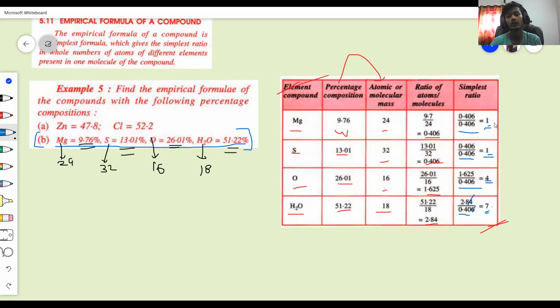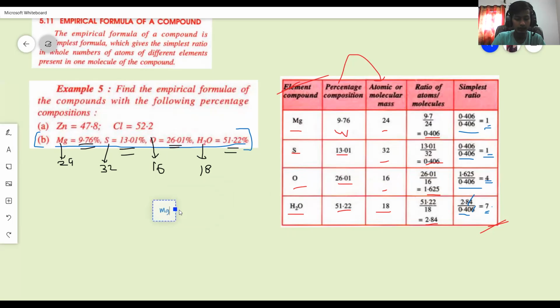They are actually the contribution of that element in the empirical formula. The contribution of magnesium in the empirical formula is 1. The contribution of sulfur is 1. The contribution of oxygen is 4. And the contribution of H2O, water, is 7. Therefore, our empirical formula will be Mg1. If you don't write 1, then it's not a problem. Sulfur, oxygen O4, and H2O 7, or 7H2O. You can write it like this, or you can also write H2O7. Both are correct. Fine.